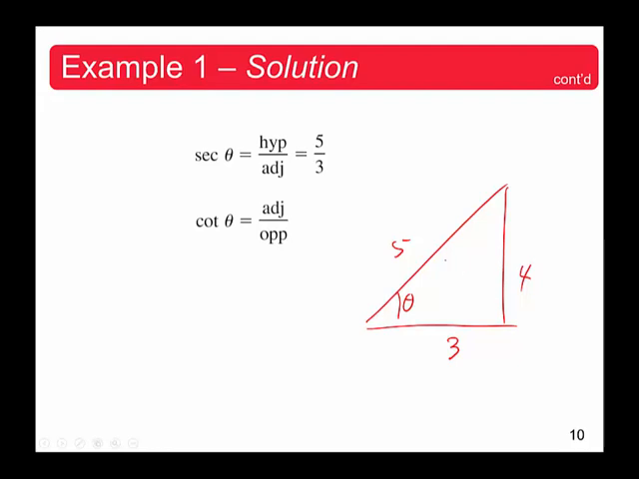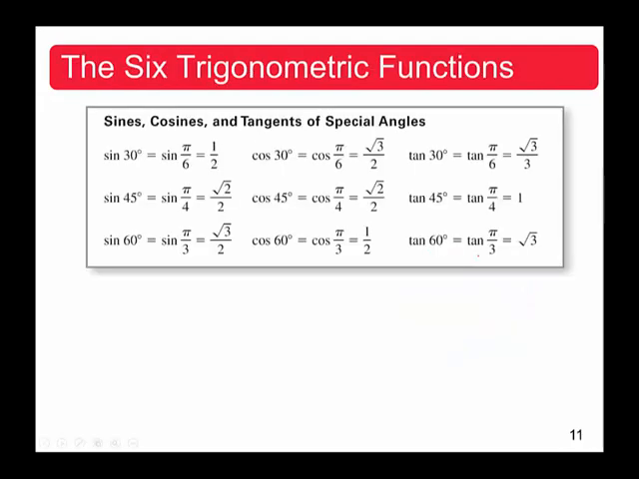And then cotangent theta is adjacent over hypotenuse, 3 over 4. Okay, so that's how we do it. Once you know A, B, and C, meaning you know the hypotenuse, adjacent side, and opposite side, then you can find all 6 trig ratios here.